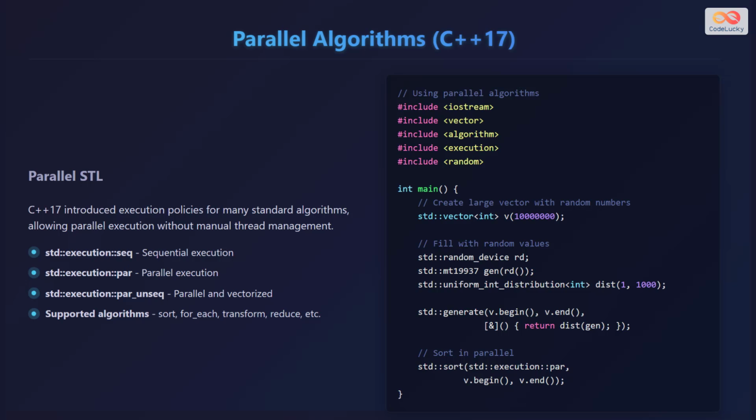We include the iostream, vector, algorithm, execution, and random headers. We create a large vector of integers named v with 10 million elements. We fill the vector with random values between 1 and 1000 using a Mersenne Twister engine. Then, we sort the vector in parallel using std::sort with the std::execution::par execution policy.